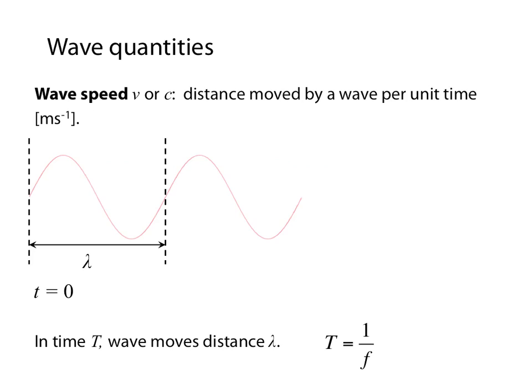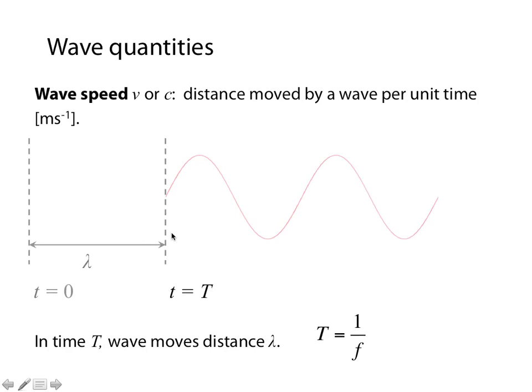We can use these measurements and these definitions to come up with an expression for the speed of a wave. Speed of a wave is given the symbol v, or sometimes c, although generally c is reserved for the speed of light. And it's the distance moved by a wave per unit time. It's a distance per unit time, so it's meters per second. It is just speed. Here we have a wave at t equals 0, and we've illustrated for you here one wavelength. In time T, the period, a wave moves a distance of one wavelength. It moves a complete oscillation.